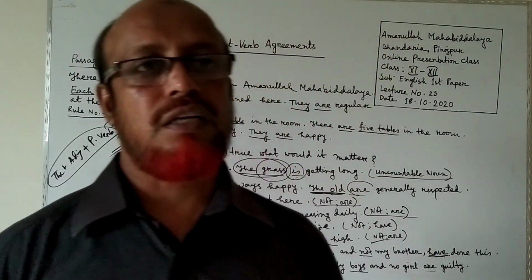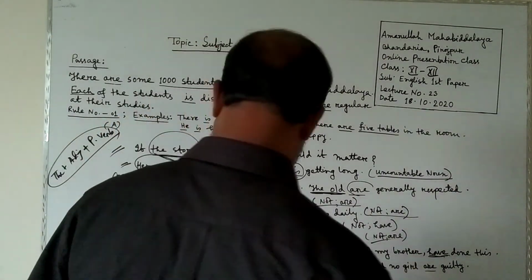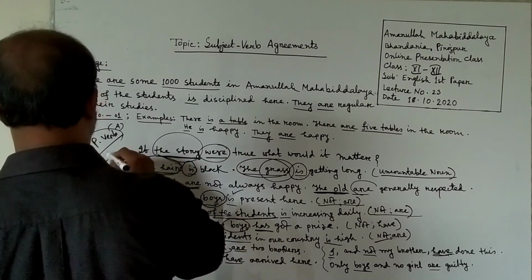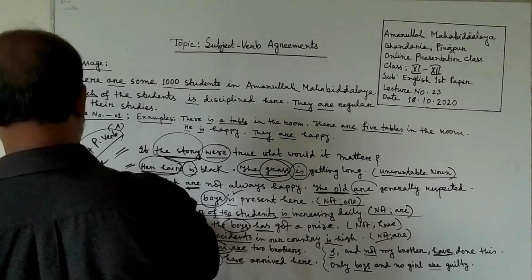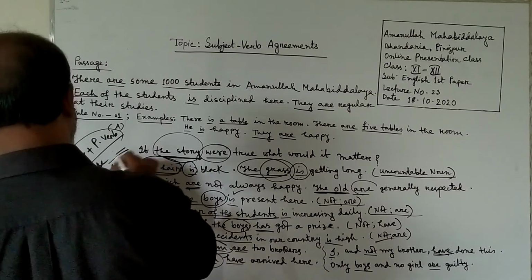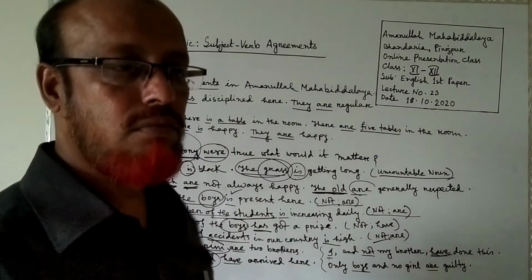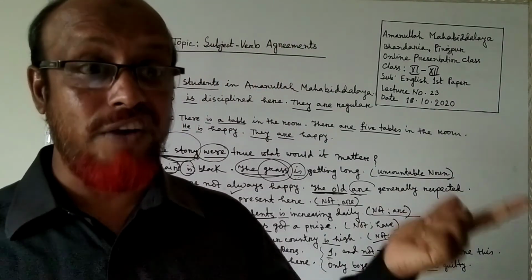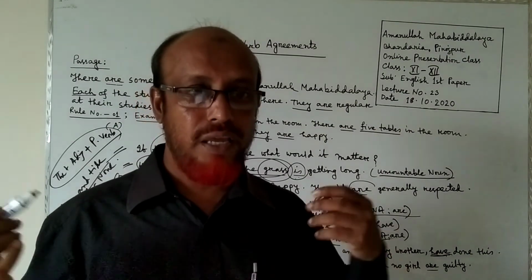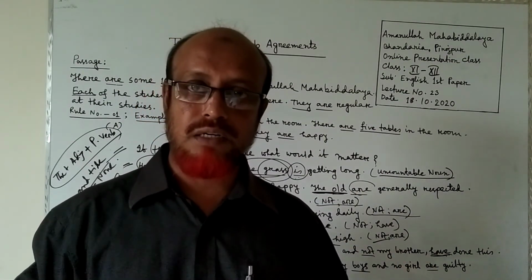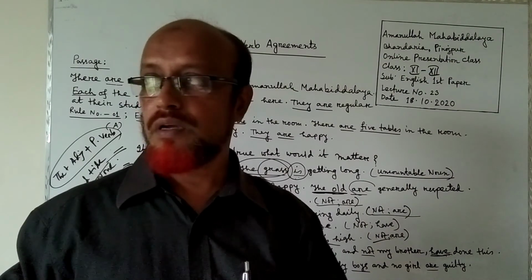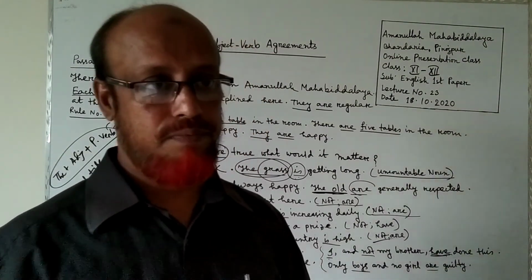Understand my point? As for example, time and tide wait for none. Time and tide wait for none, not waits. Slow and steady wins the race. In this way, you can use subject verb agreement. That is subject harmony between subject and verb.